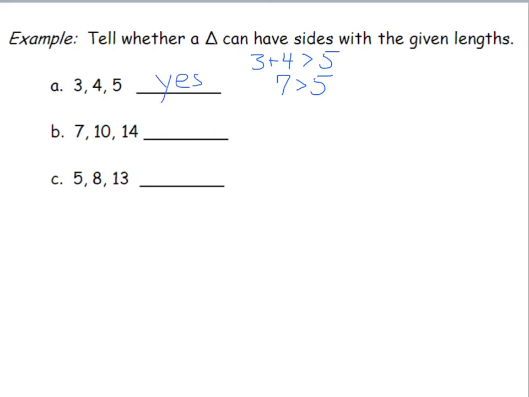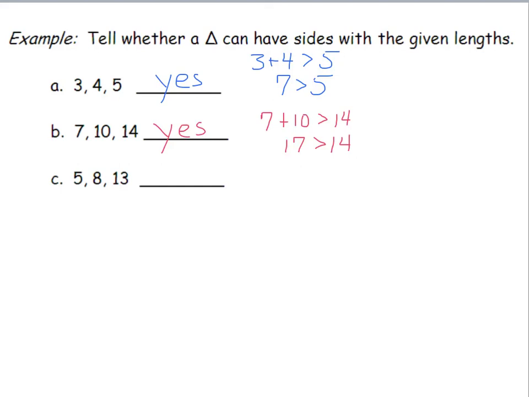The next problem, I've got 7, 10, and 14 as possible side lengths for a triangle. Let's see if I can make a triangle. The two smallest sides are 7 and 10. So we're going to take 7 and add it to 10, and see if it's greater than the third side. So if I take 7 plus 10, we'll get 17, and is 17 greater than 14? Yes, it is. So we can indeed form a triangle.